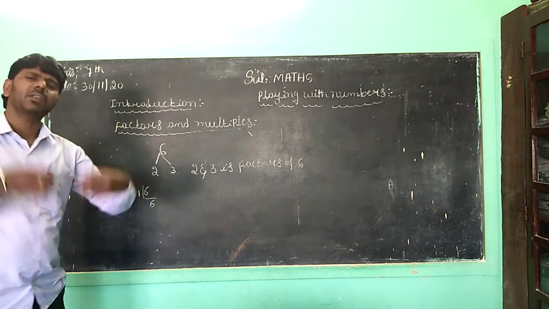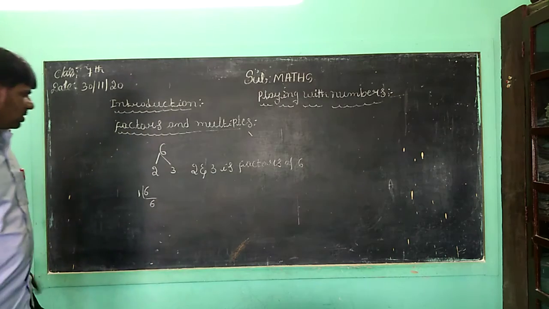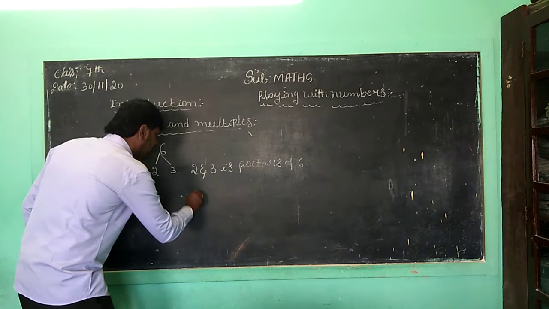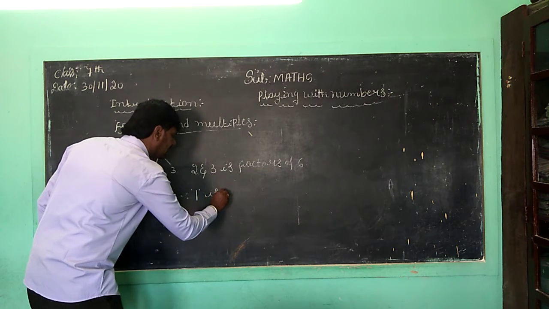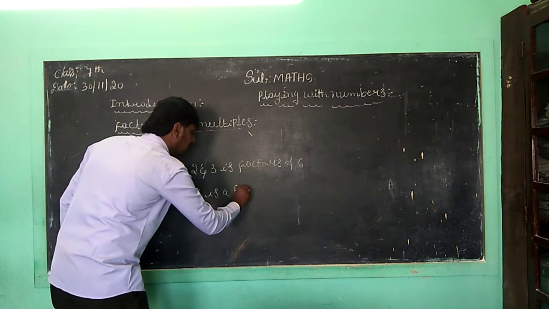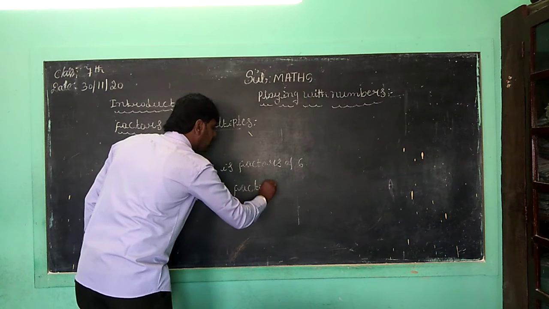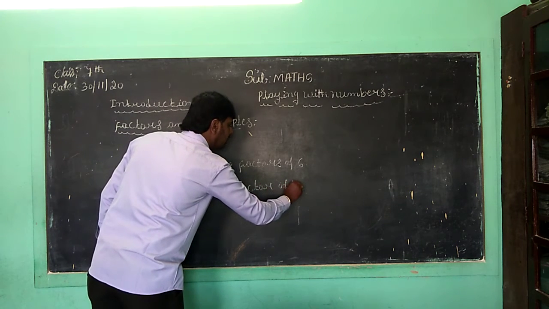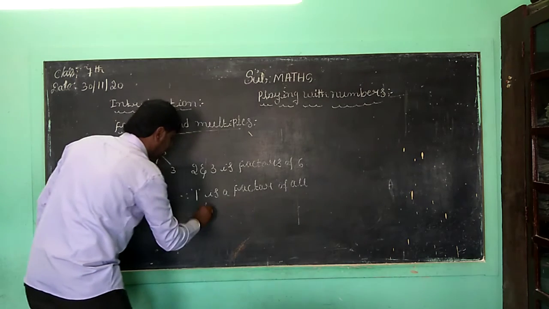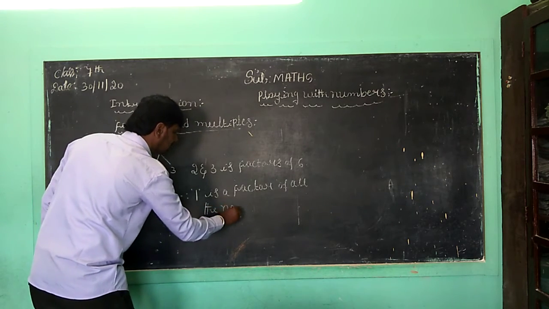Because 1 is a factor of all the numbers. So now we write here: 1 is a factor of all the numbers. Correct, children?